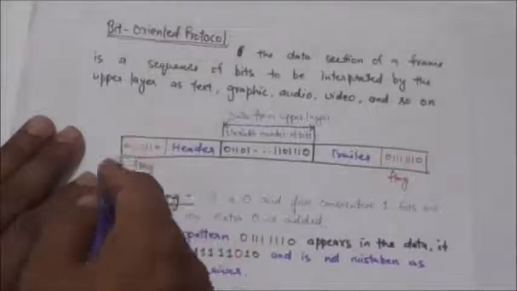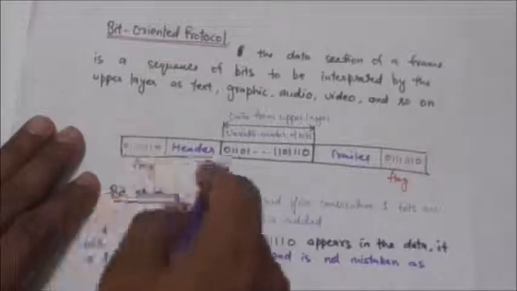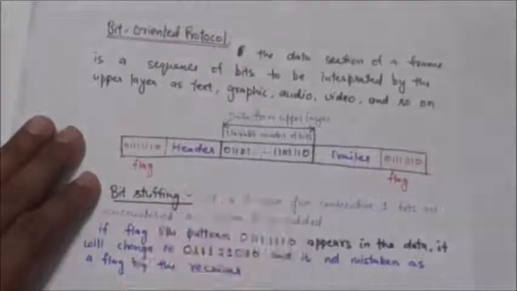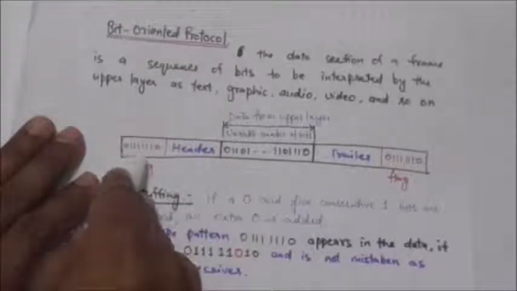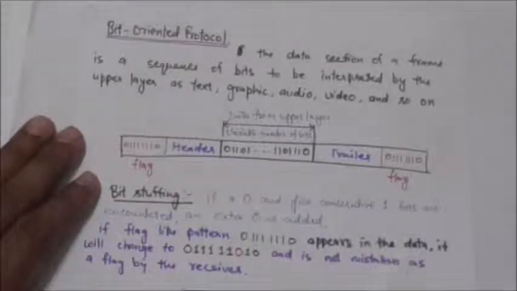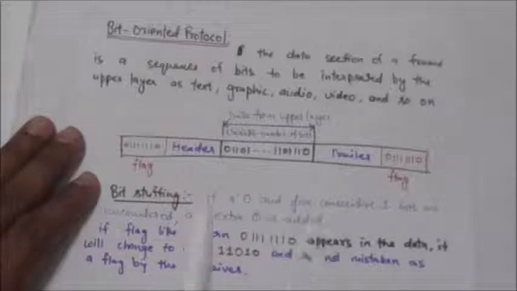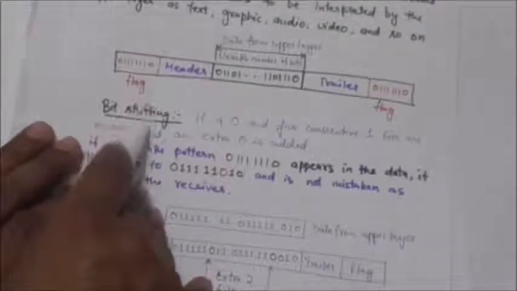If this flag pattern appears in the data, we need some way to inform the receiver that this is not the end of the frame. For that purpose, a strategy called bit stuffing is used.